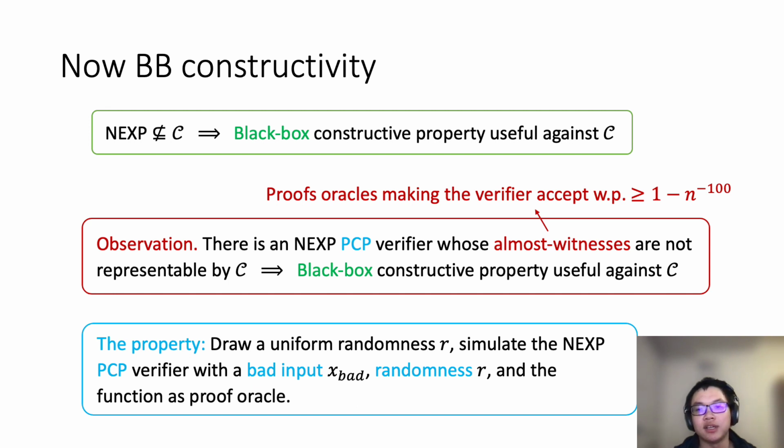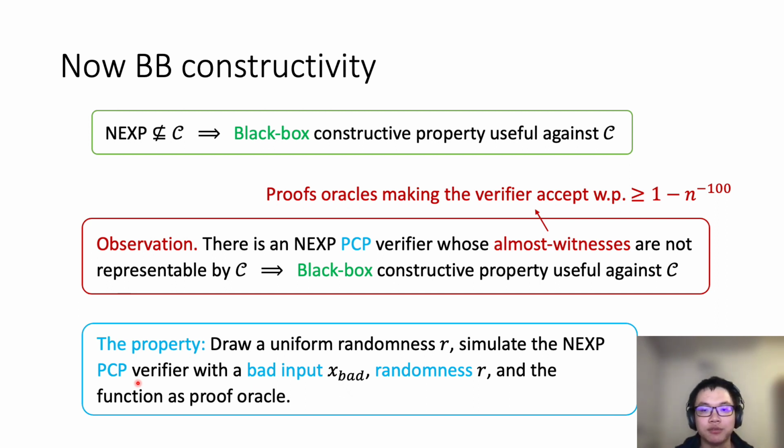Now we follow the ideas in the previous slides, but use a PCP verifier instead of just an NP verifier. We simulate the PCP verifier with the same bad input x_bad and the function as proof oracle. Then the running time of this property will become polylogarithmic in the length of the truth table, which is the length of the proof oracle. So this is indeed a black box constructive property.